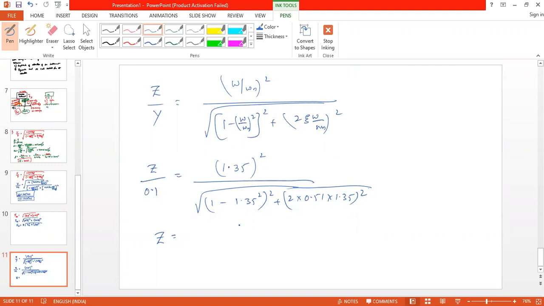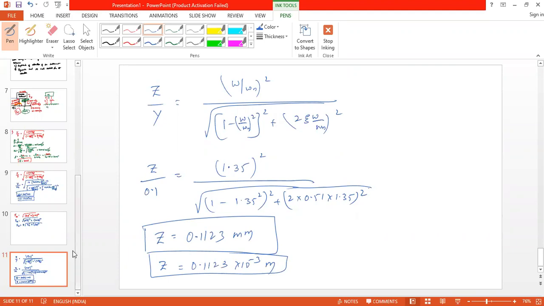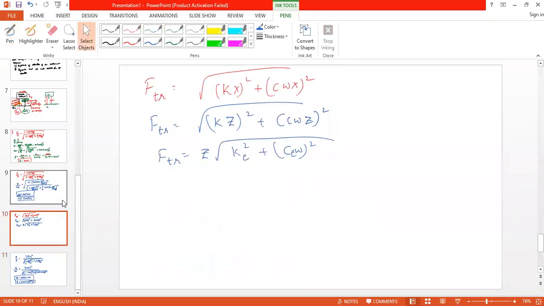What is the value of Z? 0.1123. So Z is 0.1123 mm. Here you must be careful that it's mm. So that is equal to 0.1123 into 10 power minus 3 meters. Now I have the value of Z and that is written here.